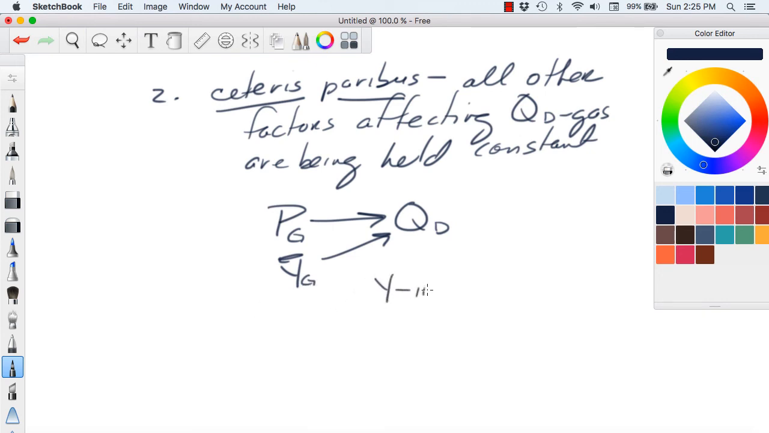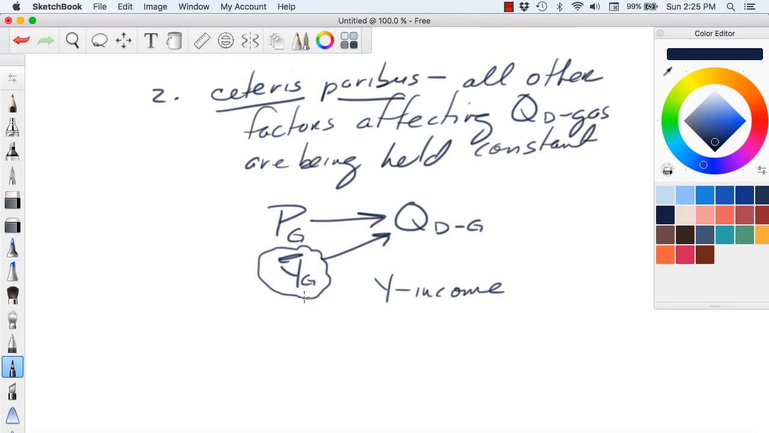So Y stands for income. And yes, the income of gasoline buyers affects how much gasoline they can buy. But in doing the study of the relationship between the price of gasoline and the quantity demanded of gasoline, we want to hold people's incomes constant. And there's ways to do that in our research. There's ways to hold income out of the analysis when we go to collect the data.